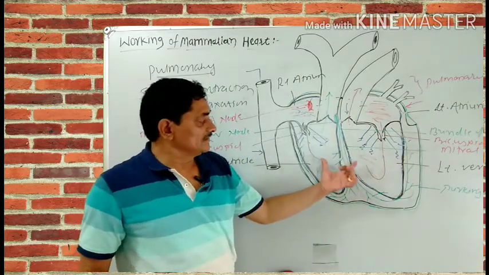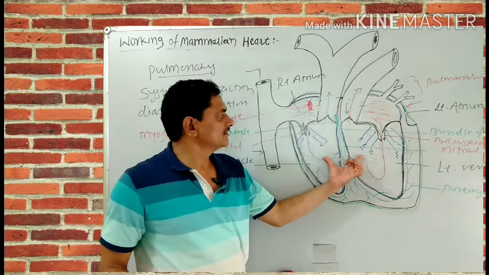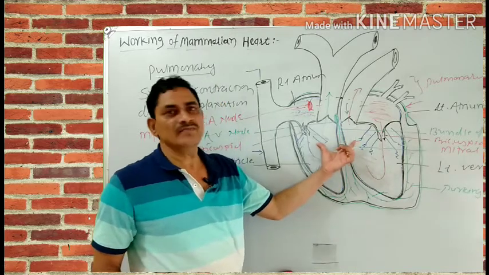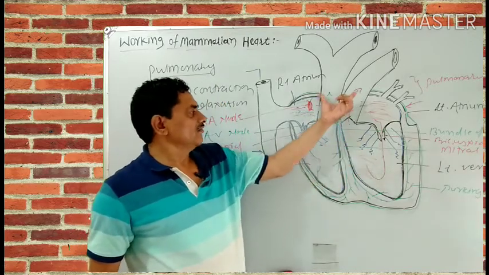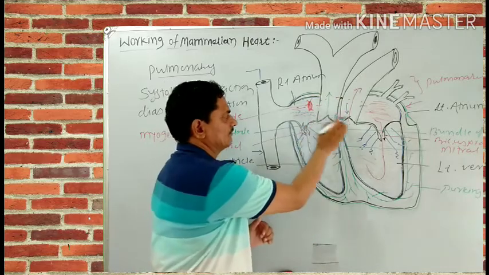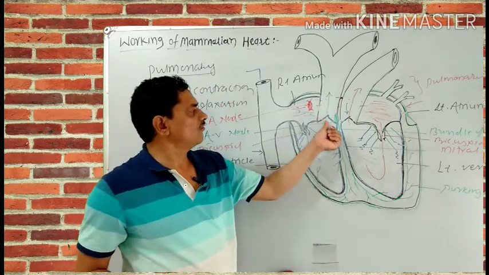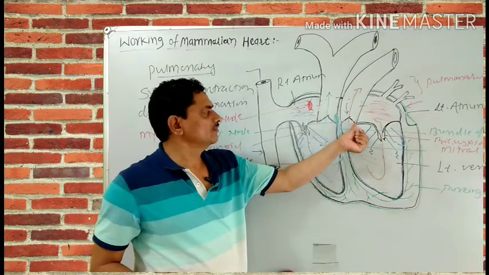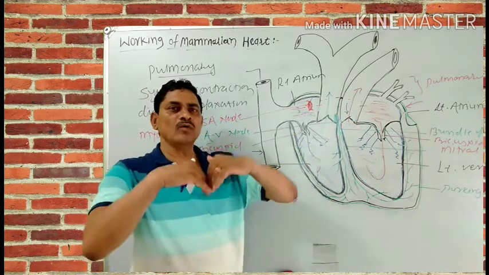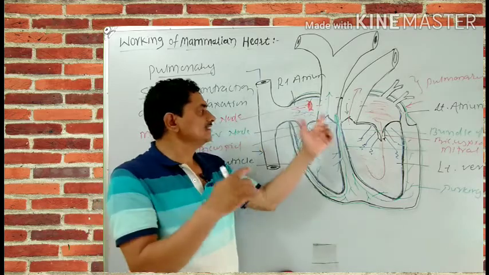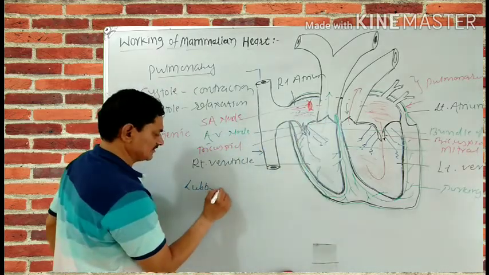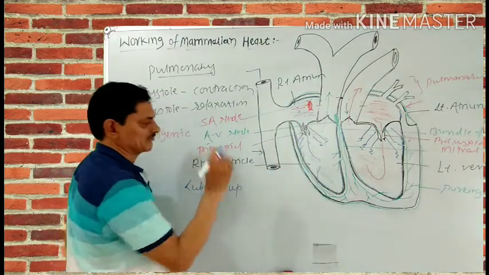And when the ventricles are in the relaxation phase, these two valves, the semilunar valves, the pulmonary semilunar valve and the aortic semilunar valve, close and create the second sound. That second sound is called the dub.